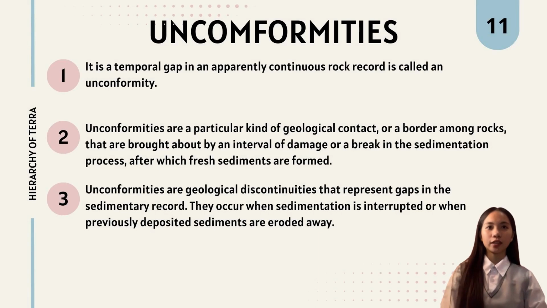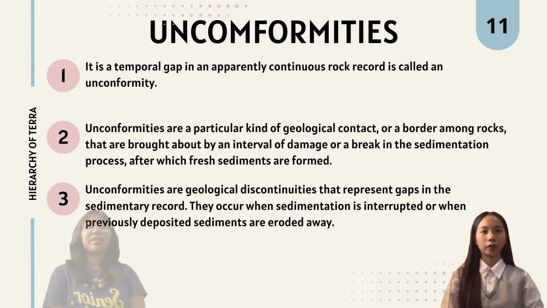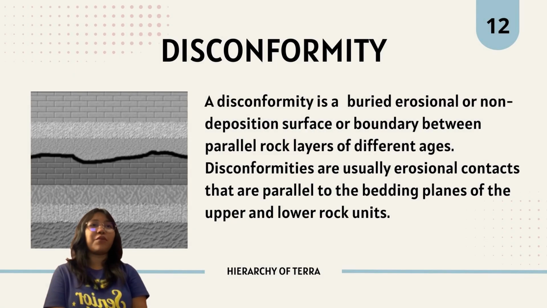In relative dating, there are unconformities. A temporal gap in an apparently continuous rock record is called an unconformity. Unconformities are a particular kind of geological contact, or a border among rocks, brought about by an interval of damage or a break in the sedimentation process, after which fresh sediments are formed. Now let's proceed to three types of unconformity.